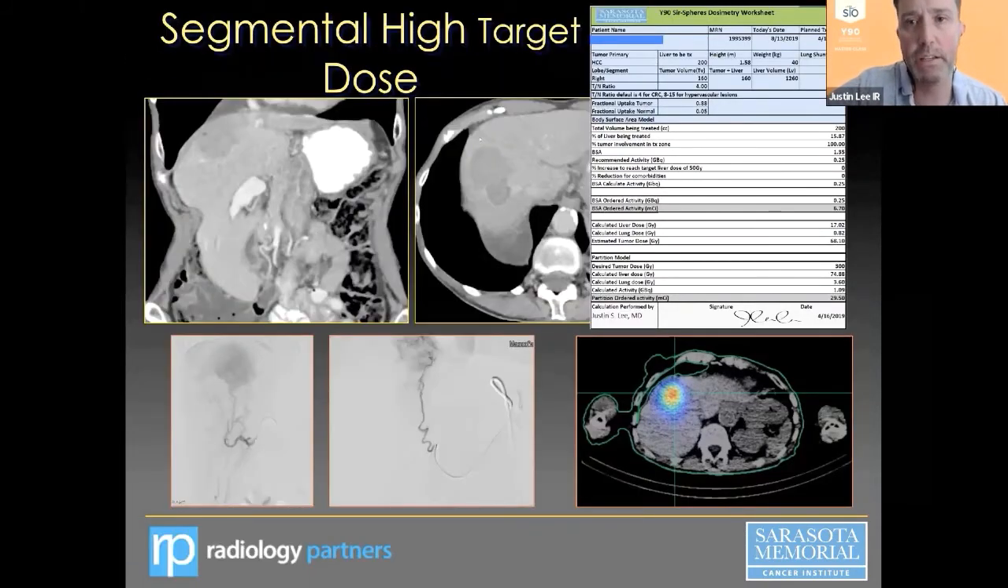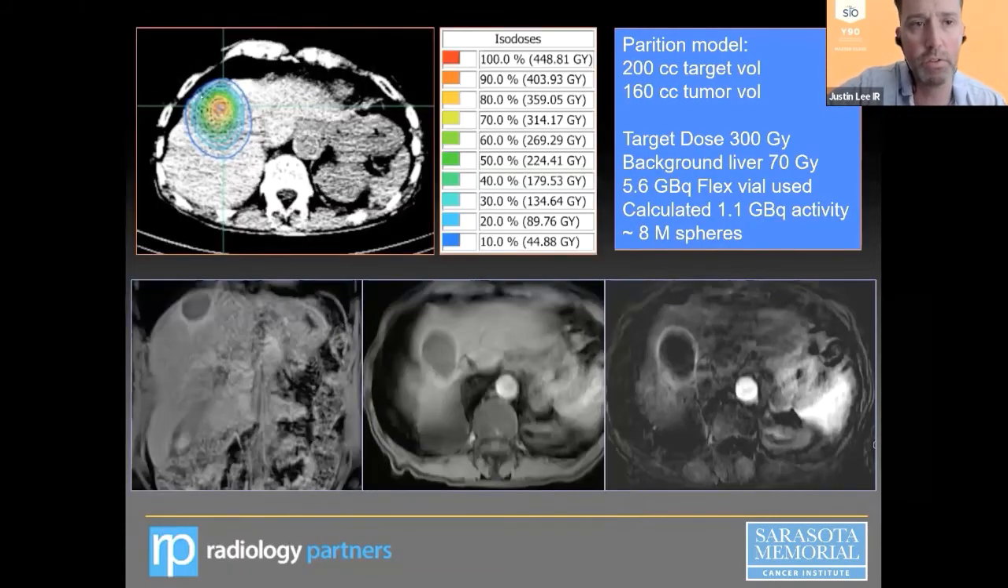Lastly, segmental high target doses. This is similar to the other case that I showed, but here again, we're targeting a background liver dose of around 70 gray, which gives us a calculated activity of about 1 GBq. When we put that through our voxel dosimetry software, what we see is that even with 1 GBq of activity, when we're administering it in a very tight distribution, we can get doses as high as over 400 gray. Obviously, this is for smaller tumors, and again, it speaks to the fact that distribution is really important in terms of target dose.